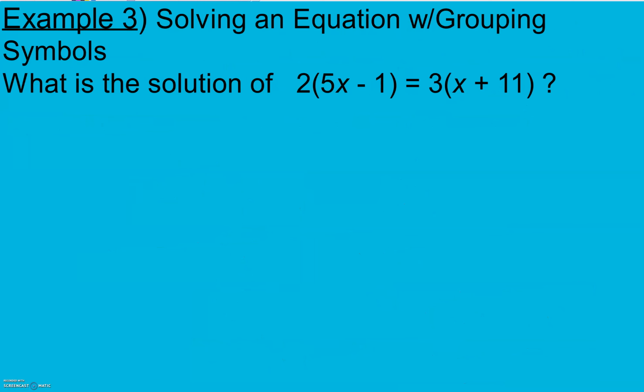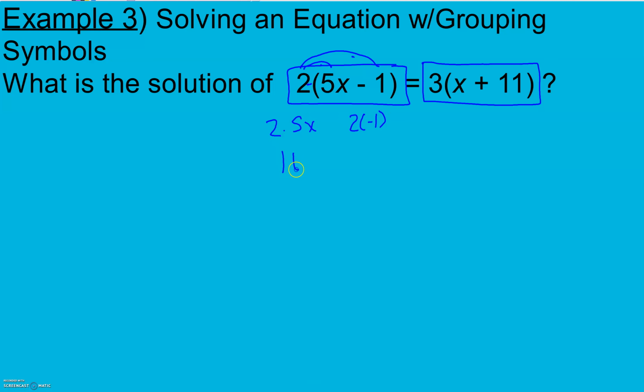Example 3 here, we want to find our solution. And just like we did in section 2.3, both sides have to be simplified before we can move from one side to the other. So I am not simplified on either side here. I have parentheses. I have to get rid of those. And I do that by distributing. I take that multiplication to both pieces. So 2 times 5x and 2 times negative 1 gives me 10x minus 2.